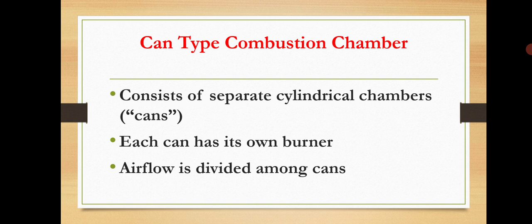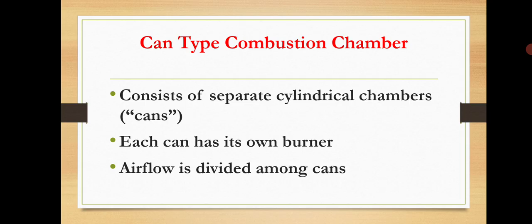Airflow is divided among cans. The compressed air from the compressor is split into all cans. Each can receives a portion of air for combustion. It ensures balanced burning across the engine.